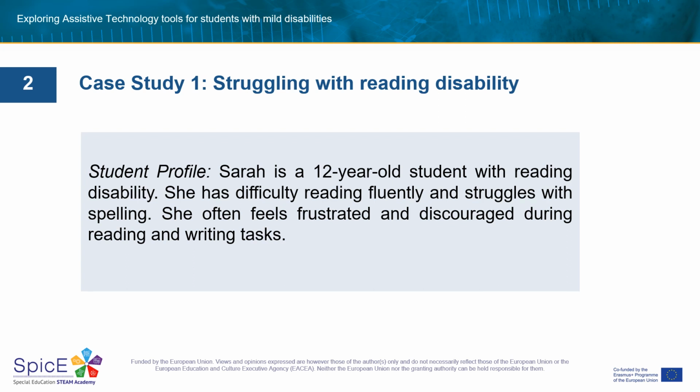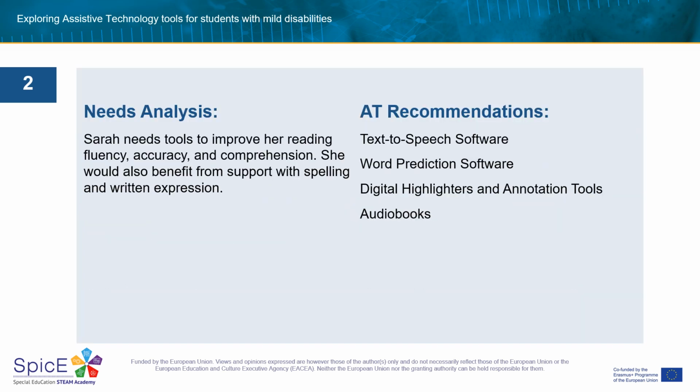The student profile. Sarah is a 12-year-old student with reading disability. She has difficulty reading fluently and struggles with spelling. She often feels frustrated and discouraged during reading and writing tasks. Needs analysis. Sarah needs tools to improve her reading fluency, accuracy, and comprehension.